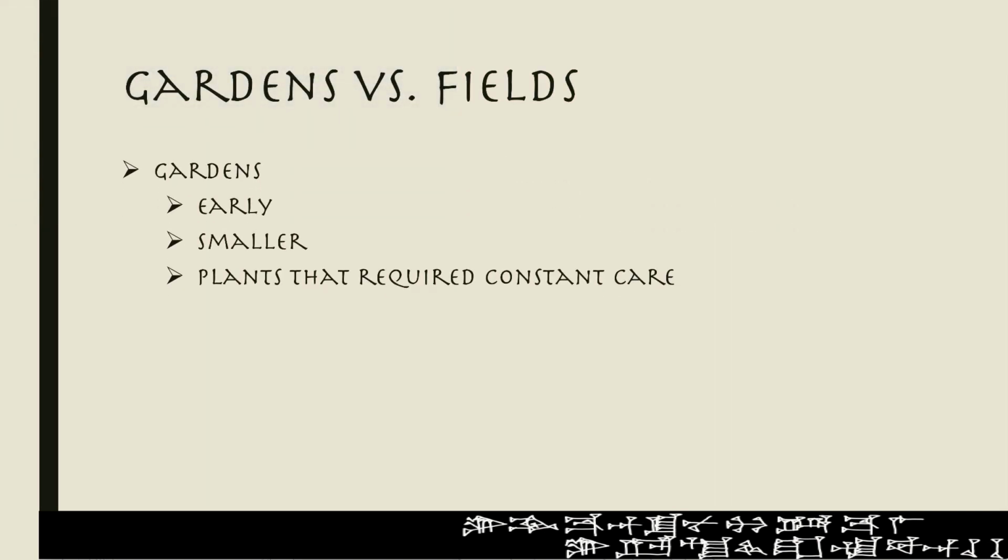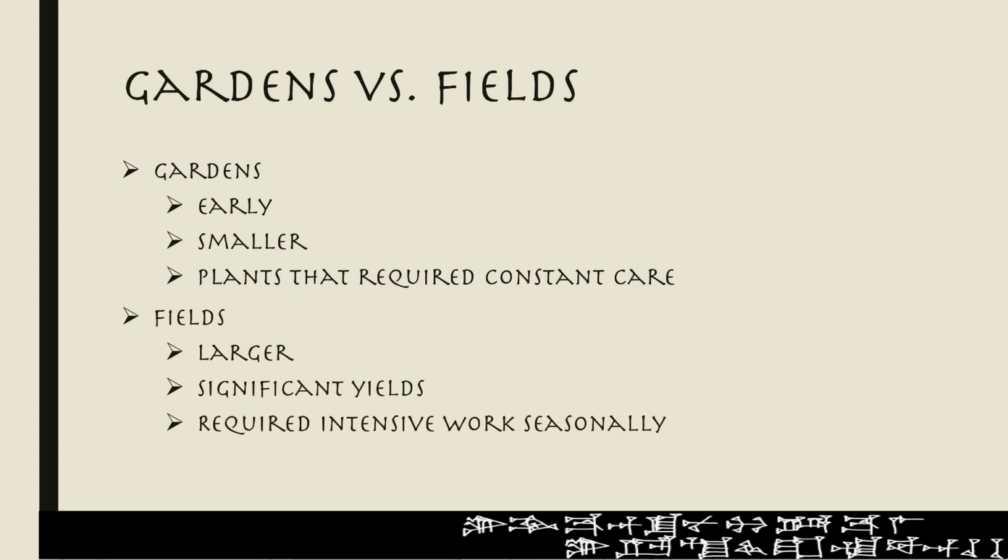So gardens. Gardens were the earliest form of plant care and growing. They were obviously smaller when compared to fields, and the plants that were grown in the gardens were those that required constant care, which makes sense. Of course, yields were smaller, but these plants could be prepared, generally speaking, quickly. It didn't require extensive work to either cultivate or to harvest.